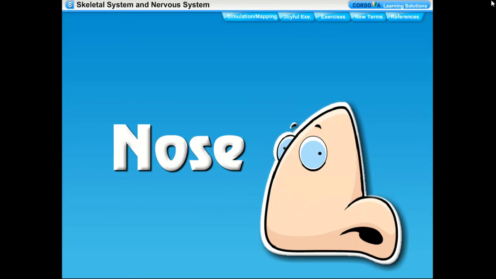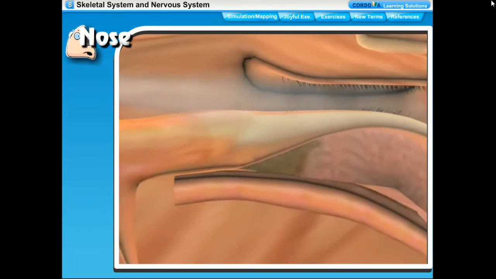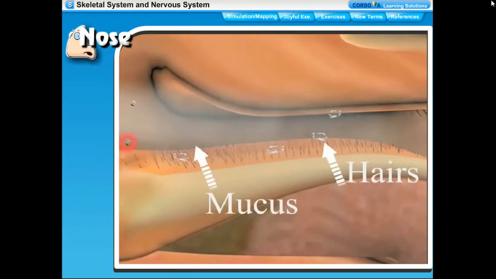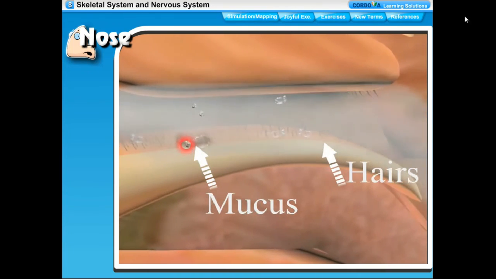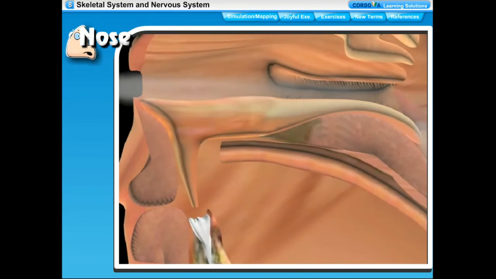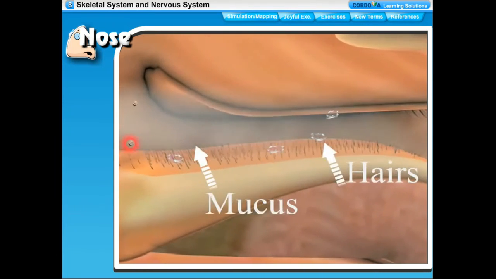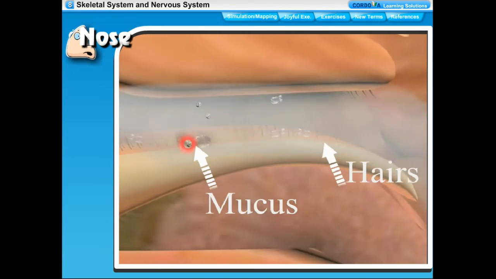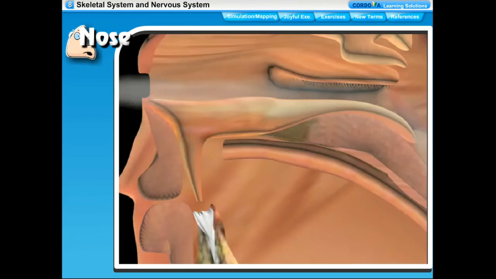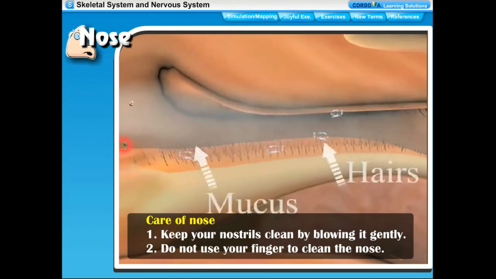Skin. Skin is the sense organ of touch. It covers the entire surface of our body and protects it against injuries and germs. It has nerve endings that help us feel heat, cold and pain. Care of skin. Bathe daily with clean water and soap to clean dirt and dust. Wear clean clothes. Apply antiseptic cream to any scratch or wound to prevent infection.